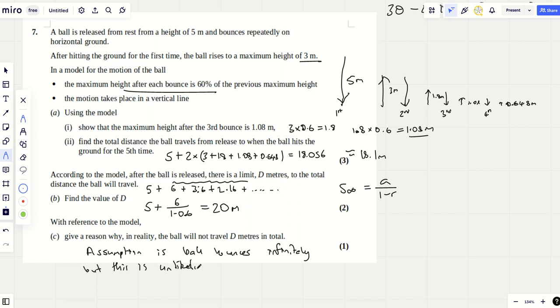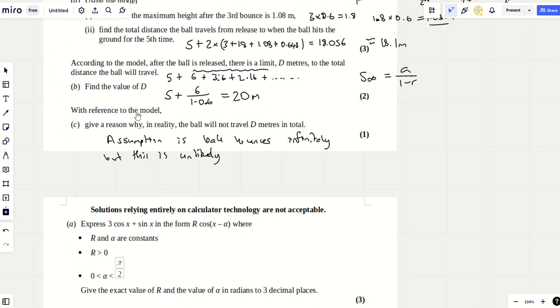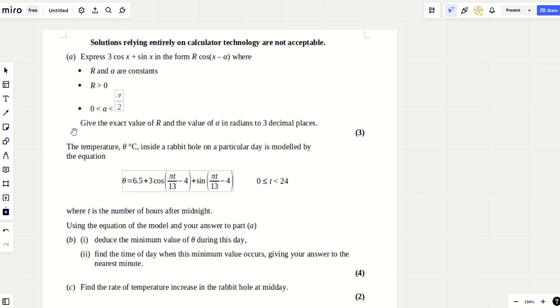You could have had other answers here though. You could have said the ball is unlikely to bounce in a vertical line. You could have had there'll be some horizontal motion, which is really saying the same thing. Or you could have even had the old classic of air resistance, which I've never really approved of, but that would have also worked. Okay, an r cos x plus alpha, x minus alpha question.